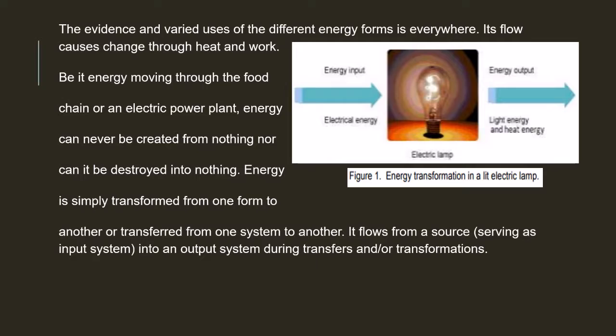The evidence and varied uses of the different energy forms is everywhere. Its flow causes change through heat and work, be it energy moving through the food chain or an electric power plant. Energy can never be created from nothing, nor can it be destroyed into nothing. Energy is simply transformed from one form to another or transferred from one system to another. It flows from a source, serving as the input system, into an output system during transfers and/or transformations.